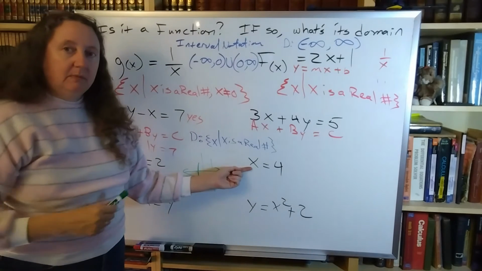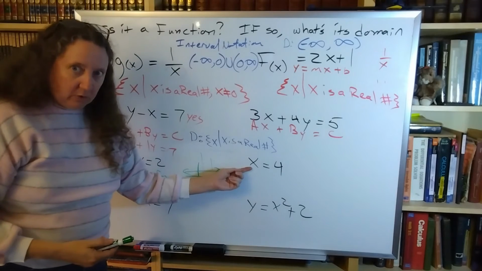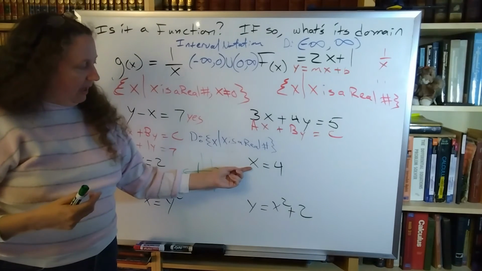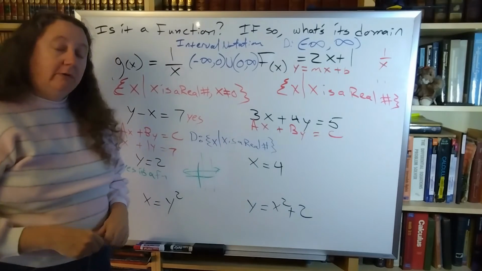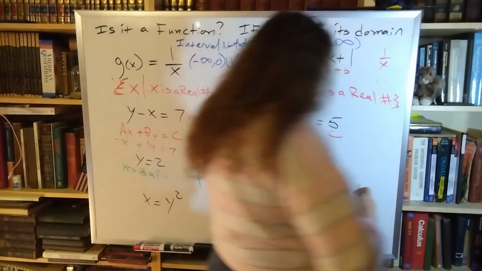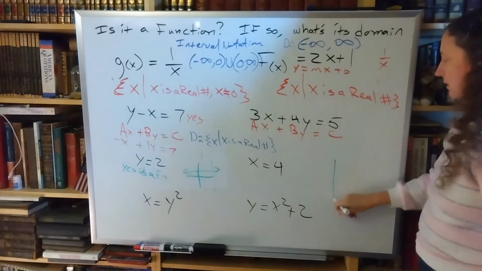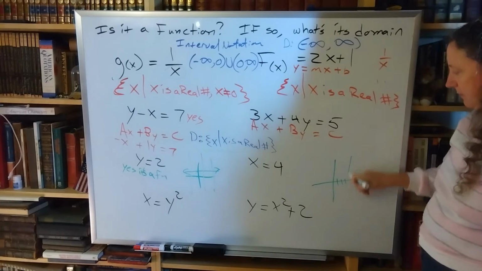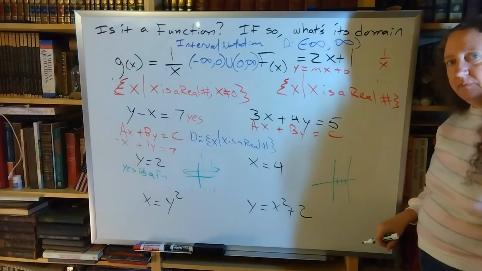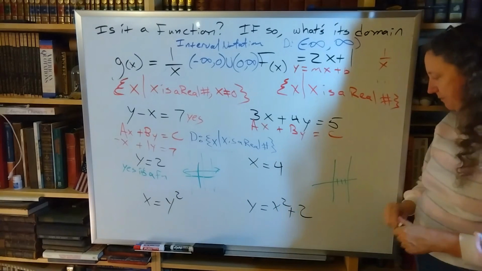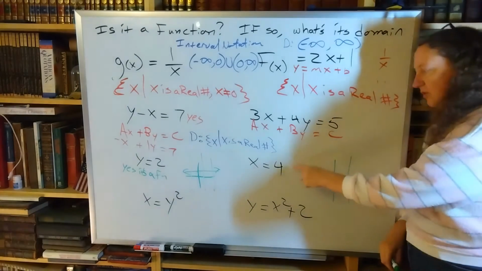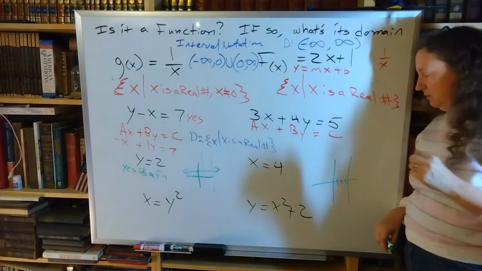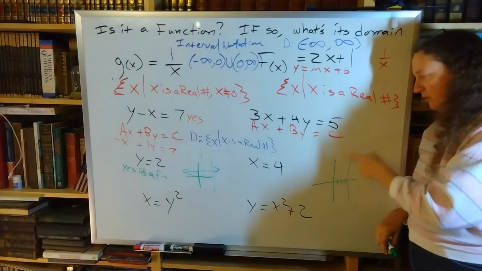Looking at this one, I'm going to do my graph of it first so that you can see what it looks like on the graph, and we'll go from there. So I have my graph. I find x equals 4, and there's my graph. Now, this is one of those graphs that you should know. You should have this memorized, that this is what it's going to look like.